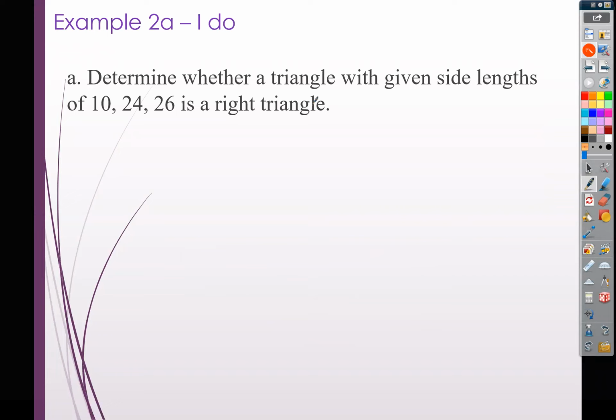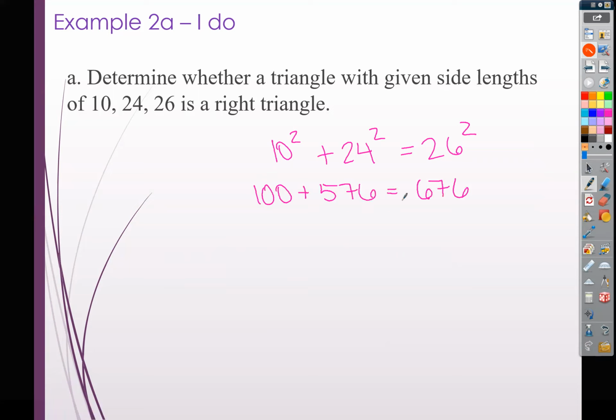So determine whether the triangle with given side lengths is a right triangle. So you would plug these into the Pythagorean theorem and see if it makes a true statement. So if I did that, 10 squared is 100. 24 squared is 576. And 26 squared is 676. So is that true? Yes. So since this is a true statement, you would say yes, it's a right triangle.